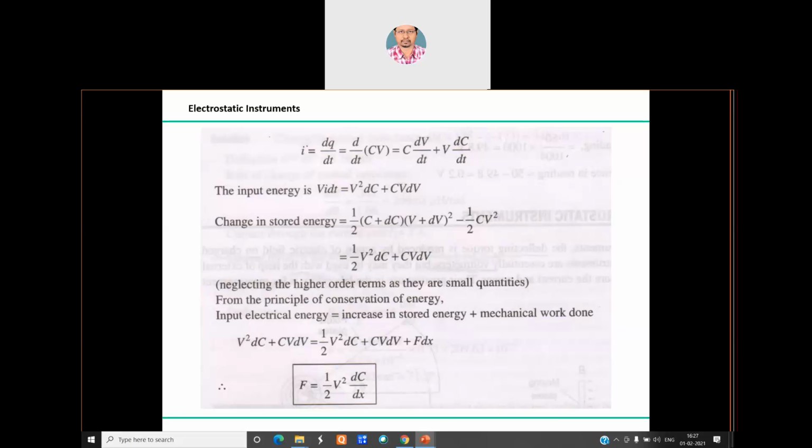So if you take the difference, then the change in stored energy is half of V square dC plus CV into dV. Now, if you neglect the higher order term, as its magnitude is going to be smaller, then from the principle of conservation of energy, again we apply that the amount of input electrical energy should be equal to the mechanical work done plus the change in the stored energy, or increase in the energy, because right now we have considered the positive side, it can be negative. So better to write the change in stored energy. If you substitute these values, the amount of work done in terms of force is equal to half of V square dC by dx, right?